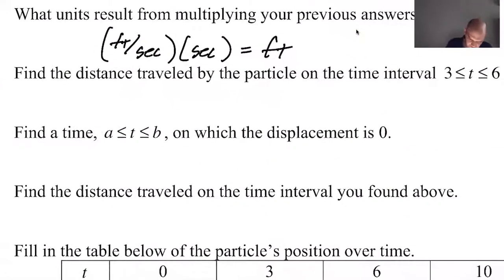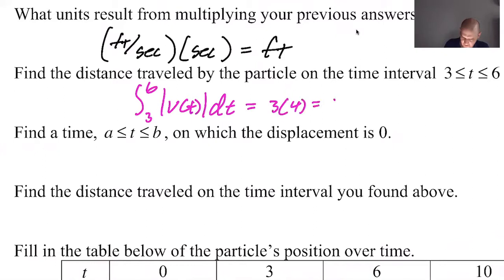Distance traveled. I'm going to say it's the integral from 3 to 6 of the absolute value of v of t dt. So put it in, even if you don't need it. And that's going to be 3 times 4 is 12 feet. So distance traveled is in feet. In this case, displacement would be in feet.